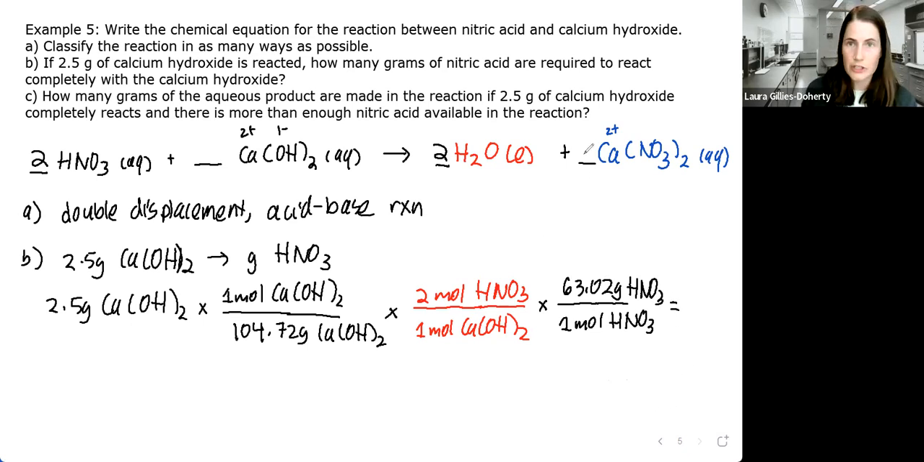Okay, so if we check our units quick, make sure we set things up. Grams of calcium hydroxide cancels out. Moles of calcium hydroxide cancels out. Moles of nitric acid cancels out. Okay, so let's plug everything in. 2.5 times 2 times 63.02. And then I divide by the product of everything on the bottom. This is all multiplied by 1, so I'm just going to divide by 104.72.